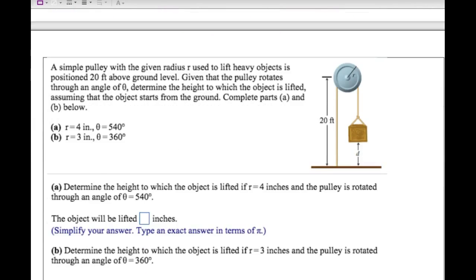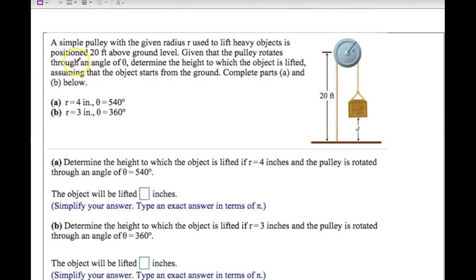All right. Okay. A simple pulley with a given radius r used to lift heavy objects is positioned 20 feet above ground level. Given that the pulley rotates through an angle of theta, determine the height to which the object is lifted, assuming that the object starts from the ground. Complete parts A and B. Okay, so we need to solve these two things. Once again, we are going to be using one of those formulas. This time we're using this formula.